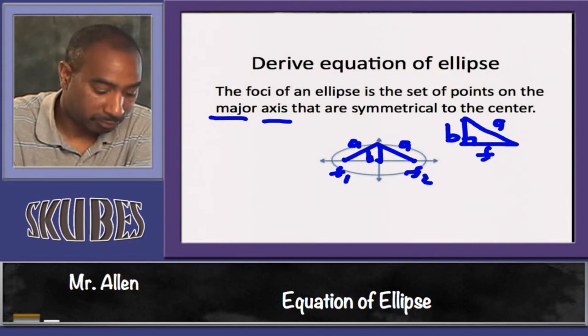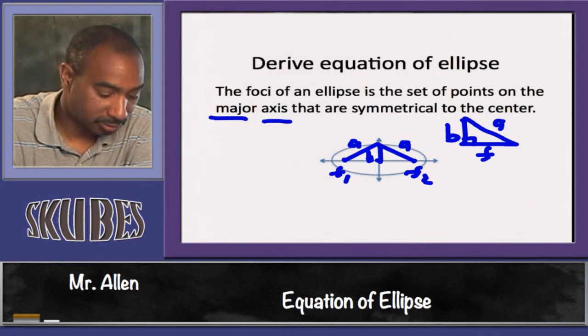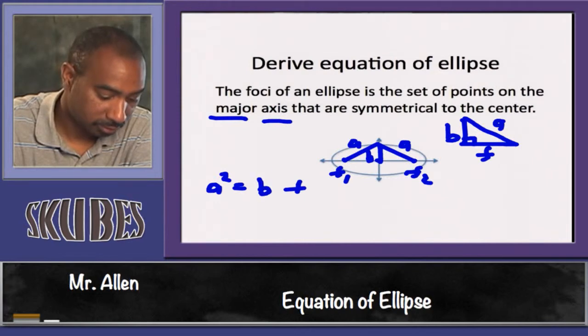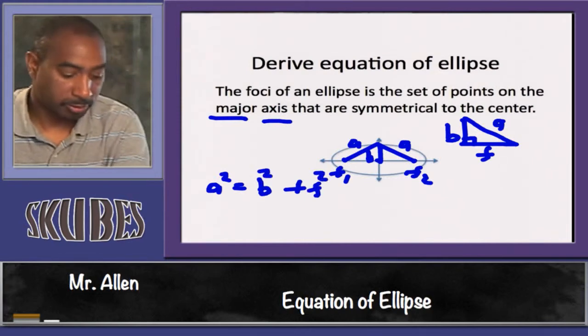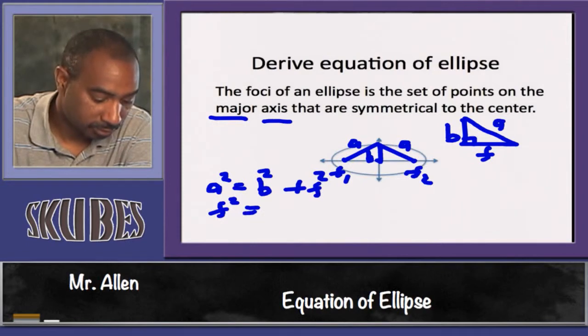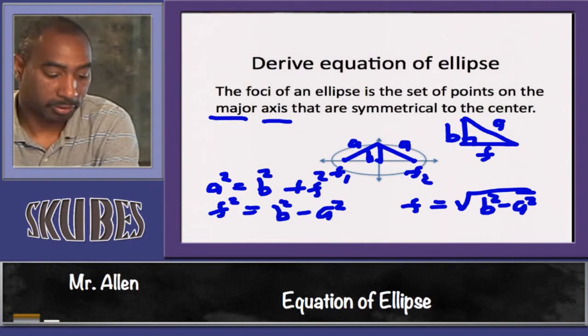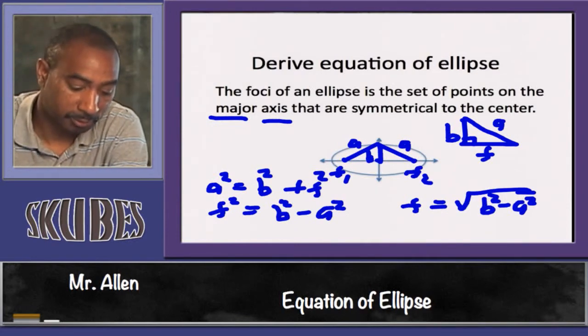So in general, if I want to figure out what the foci point is, I'm going to use the Pythagorean Theorem. So that's the square of the hypotenuse is equal to the sum of the squares of the legs. And what you're going to do is solve for f. So I have f squared equals b squared minus a squared. So what you wind up having is f equals the square root of b squared minus a squared. And you can use this to figure out the focus points.